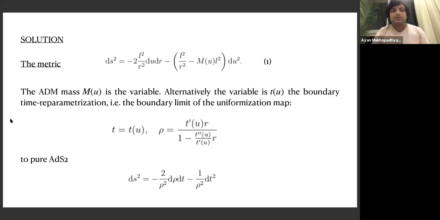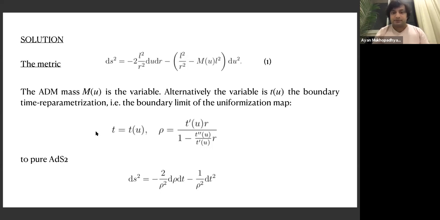And essentially, it is the boundary limit of a bulk diffeomorphism, which is also called a uniformization map. So what happens is that if you make this particular bulk diffeomorphism, you can map this metric to the vacuum solution, with mass equal to 0. As you see, if I take the limit, r equal to 0 maps to rho equal to 0, the boundary maps to the boundary, of course, and the time reparameterization is the same at the boundary, simply t of u.